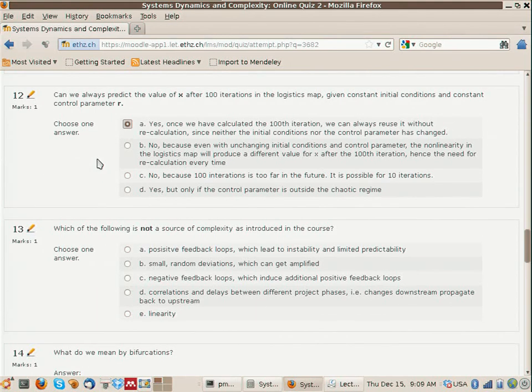So you're saying maybe predict is not the right word. Yes. Okay, I agree. It may not be the right word.